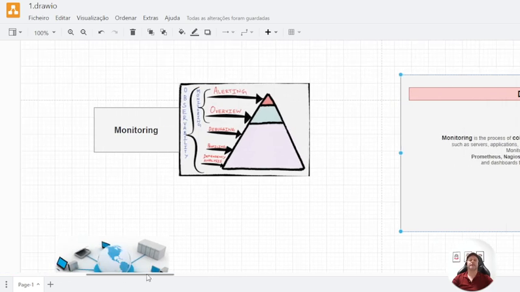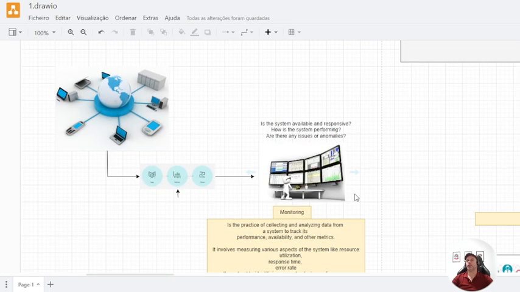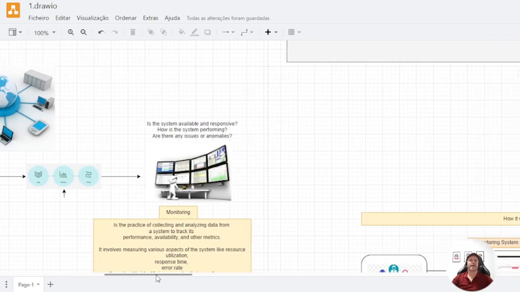To understand better what monitoring is, we can see here your system is putting out logs and traces, and the APM tool creates metrics. And by analyzing these metrics, the APM tool could answer questions such as: is the system available and responsive? How is the system performing? Are there any issues or anomalies?